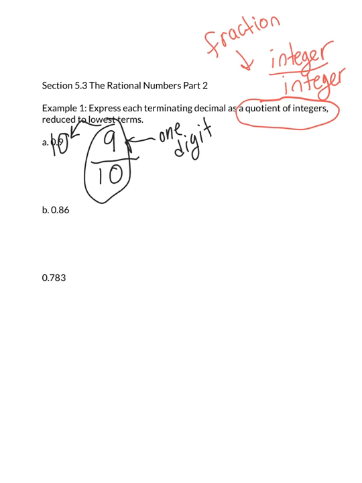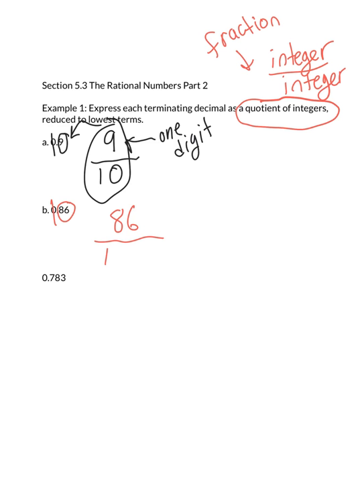Let's try another one. B, 0.86. Again, I don't care about the 0 in the whole number spot. Scoop up whatever's in the decimal portion of the number. In this case, it's 86. Bring over your fraction bar. The decimal portion always goes in the numerator. Don't forget there's a 1 because there's some power of 10 on the bottom.